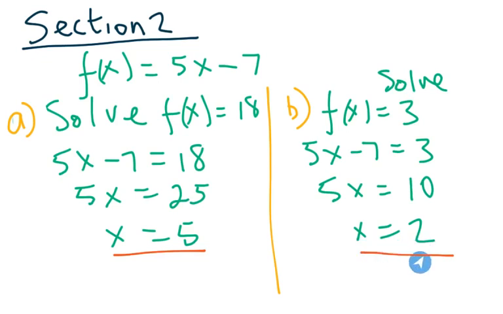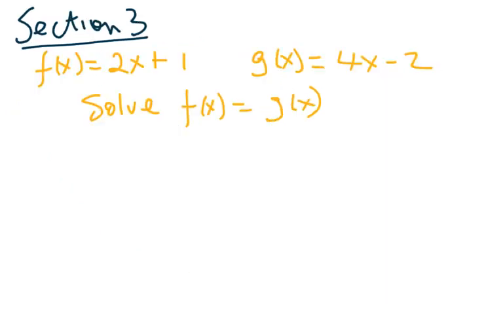If I was to verify this, I would put 2 into this equation. I'm going to get 5 2s are 10, minus 7 is equal to 3, which is what I've been asked to solve. To verify this one, I would plug 5 into this equation here, and I'm going to get 5 multiplied by 5 is 25, minus 7 is 18. So I would verify that 5 is the correct solution to this as well.